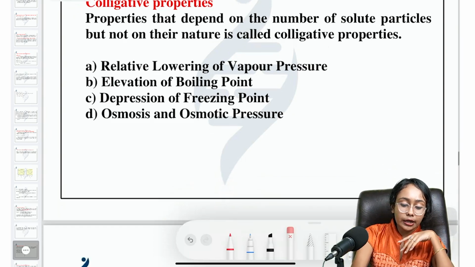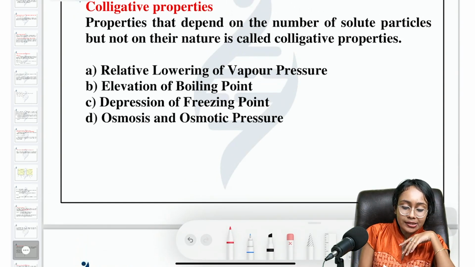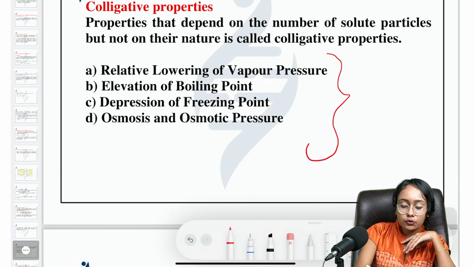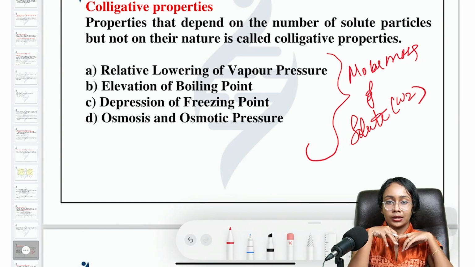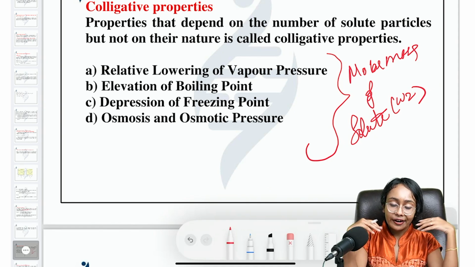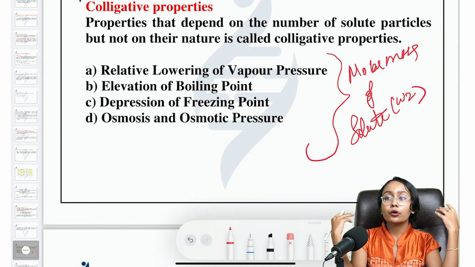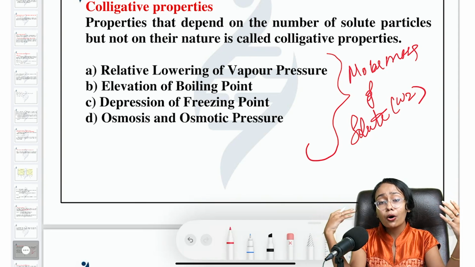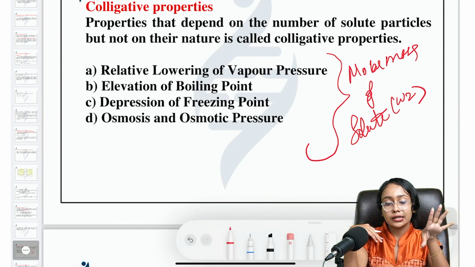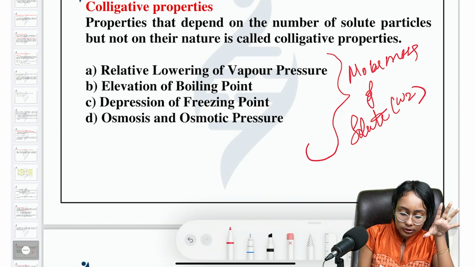Let's look into those in detail. Before that, keep in mind that these colligative properties are used to find the molar mass of the solute. I have already said that these four colligative properties depend upon the number of solute particles. So definitely we can use these four colligative properties to find the molar mass of a solute in a solvent. That is M2, not W2, it is M2.